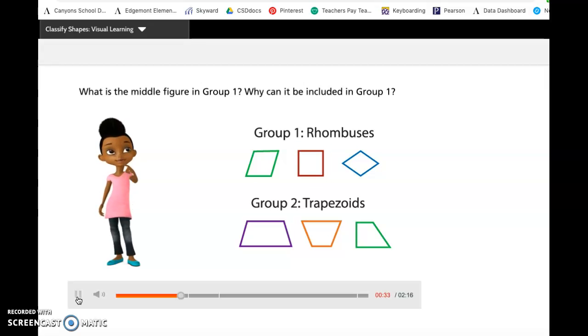What is the middle figure in group 1? Why can it be included in group 1? So the middle figure in group 1 is a square. It can be in group 1 because in group 1 a rhombus is any quadrilateral, so any shape with four sides that has equal length sides. So a square has four sides that are all the same length, so does each of the other two rhombuses.